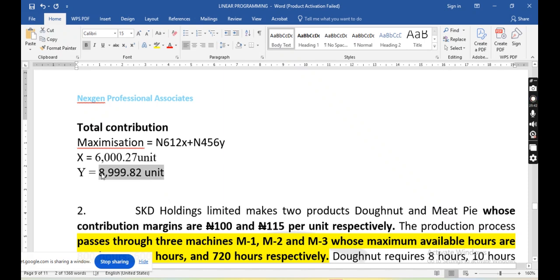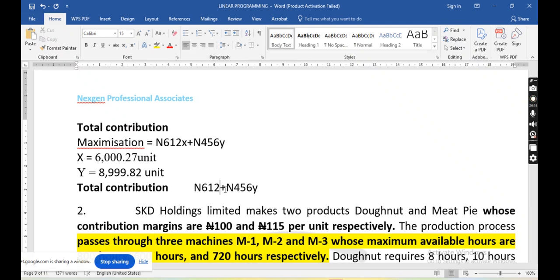This is the y. So therefore, this is maximization, right? Which is the total contribution. Total contribution, let me write it again. Total contribution. Right. So this is the maximization.